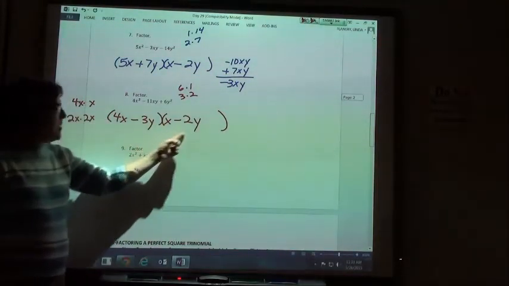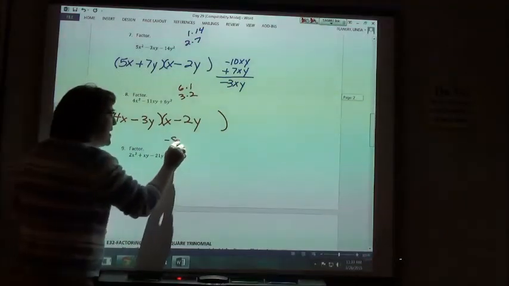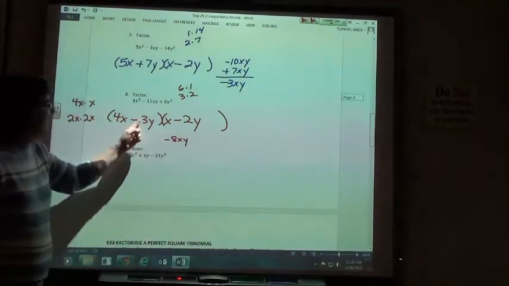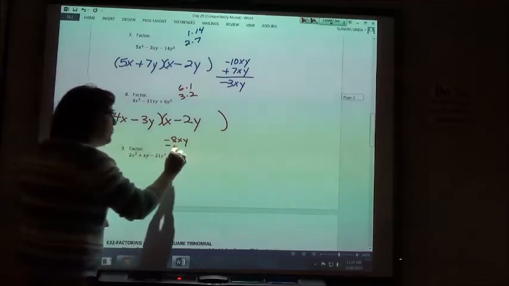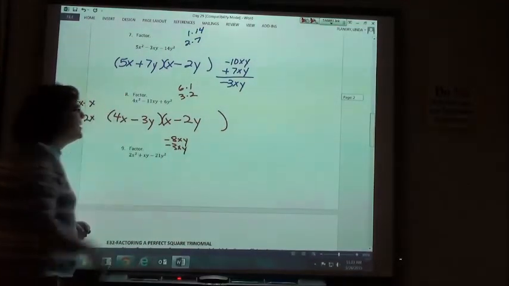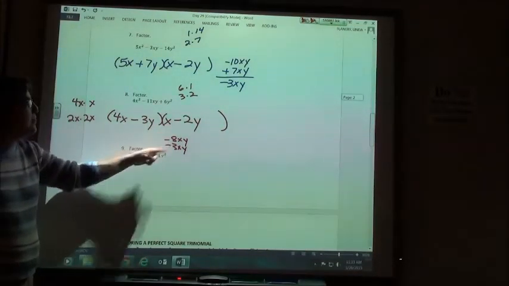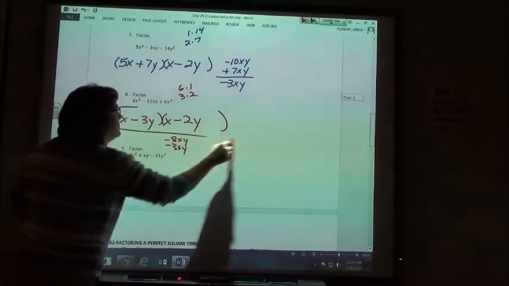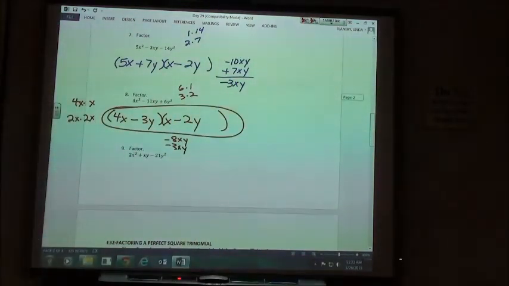My outside product gives me negative 8xy. My inside product gives me negative 3xy. And I was good at guessing on this one. A negative 8 plus a negative 3 is negative 11. So 4x minus 3y times x minus 2y is my solution.